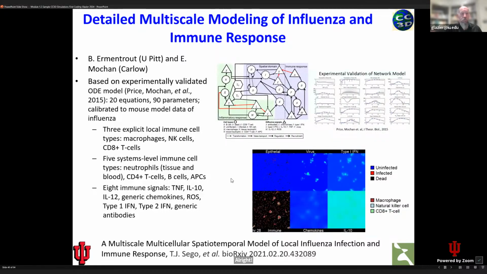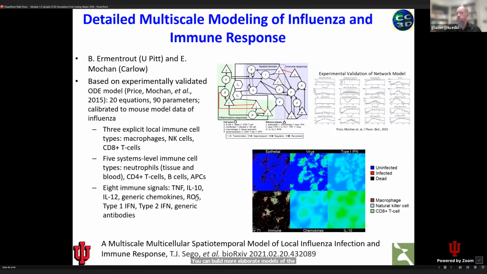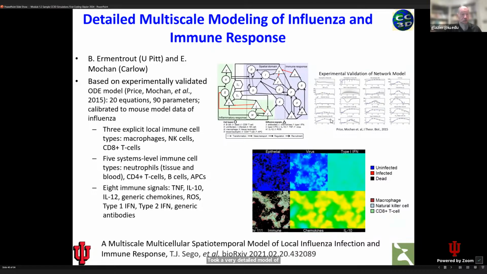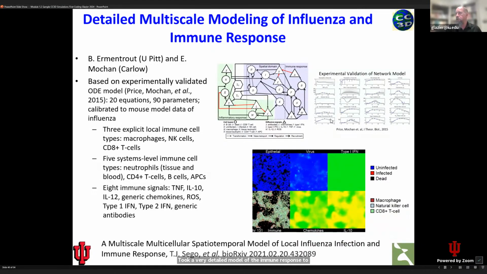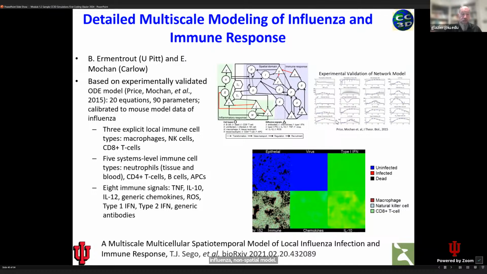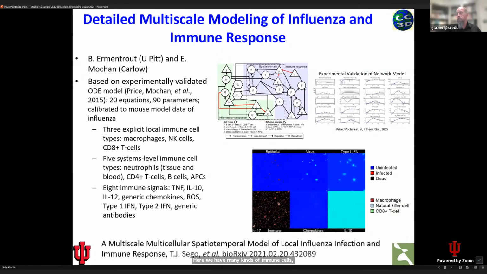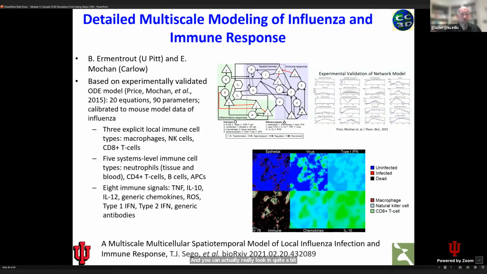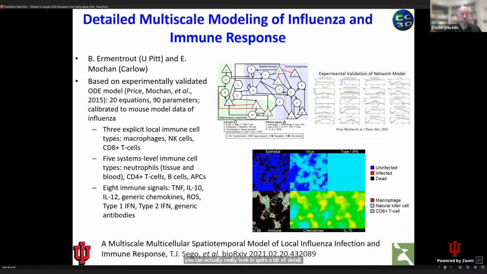You can build more elaborate models of the immune system. TJ took a very detailed model of the immune response to influenza, a non-spatial model that had been very well calibrated in mice, and put it into a spatial context. Here we have many kinds of immune cells, many kinds of cytokines, and you can actually really look in quite a bit of detail at what happens in a patch of the lung during influenza infection.